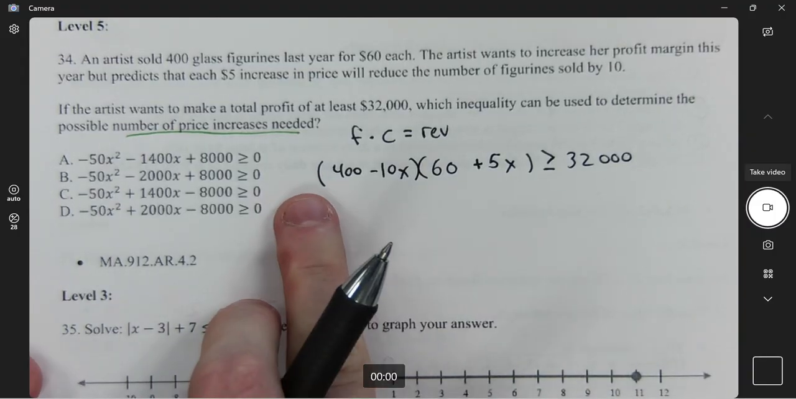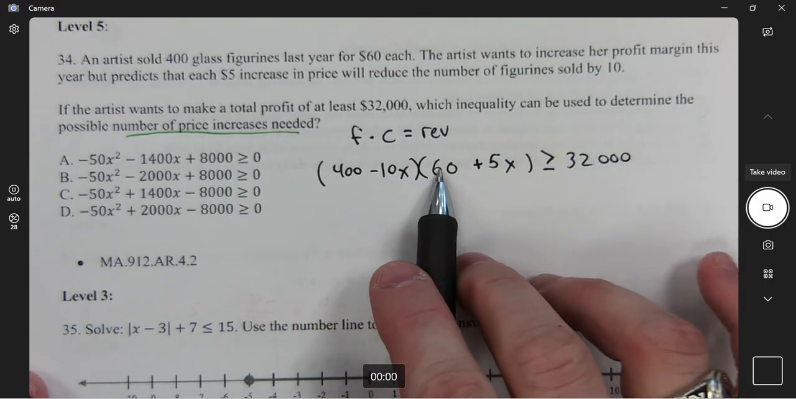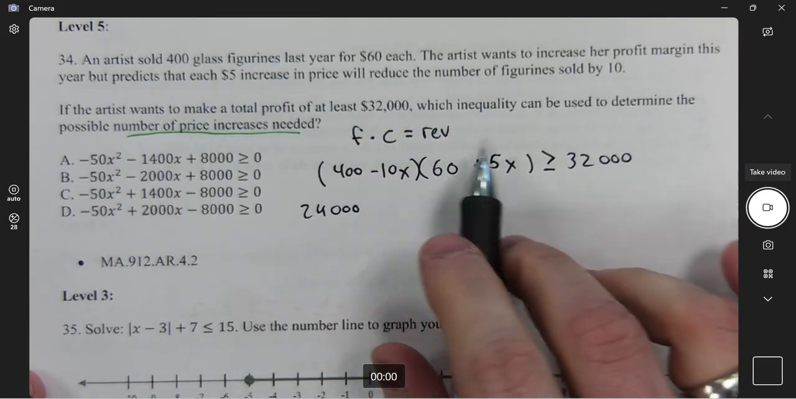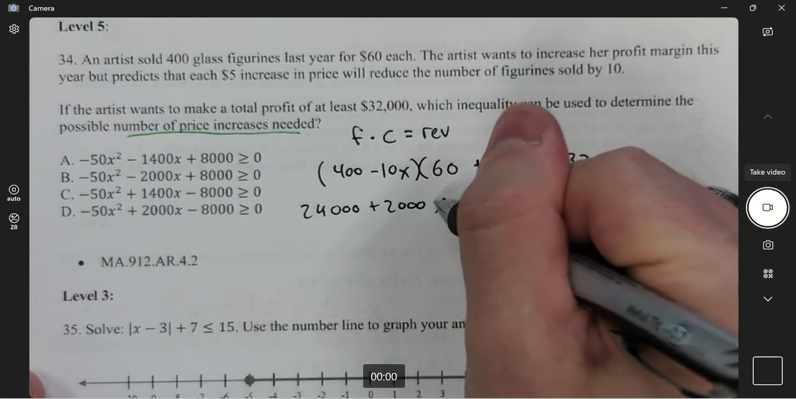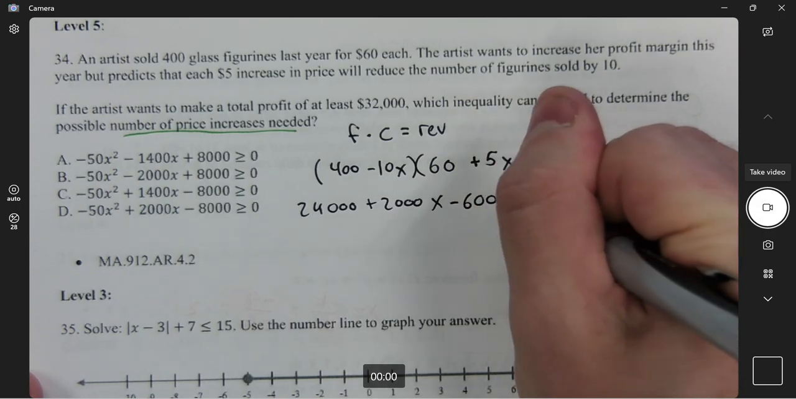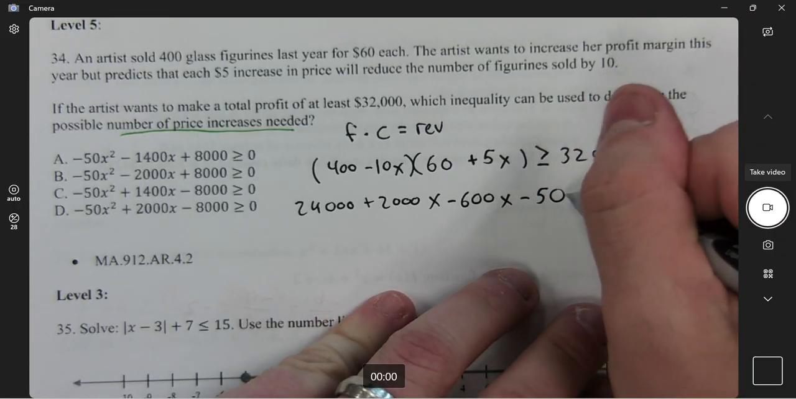Now, you have to go ahead and go through distribution or foiling process, whatever you want to call it. 400 times 60 is going to give you 24,000. 400 times 5 is 2,000, but there's an X. Negative 10 times 60 is negative 600, but there's an X. And negative 10 times 5 is negative 50, but it's X times X.